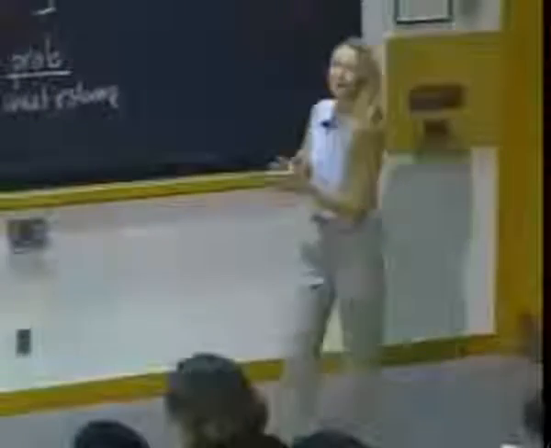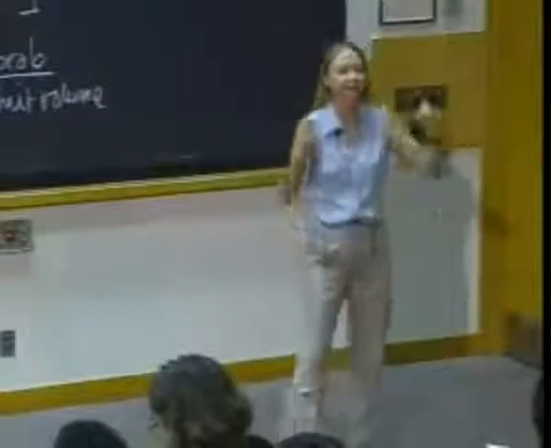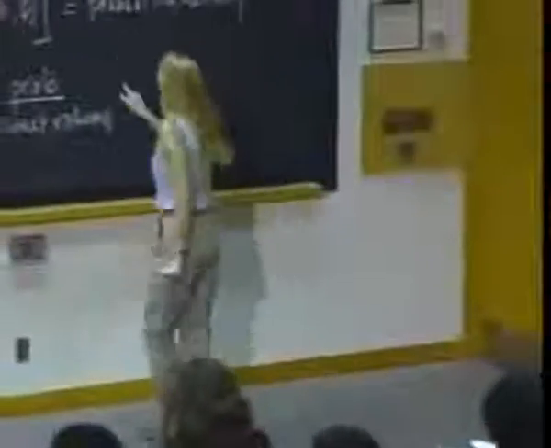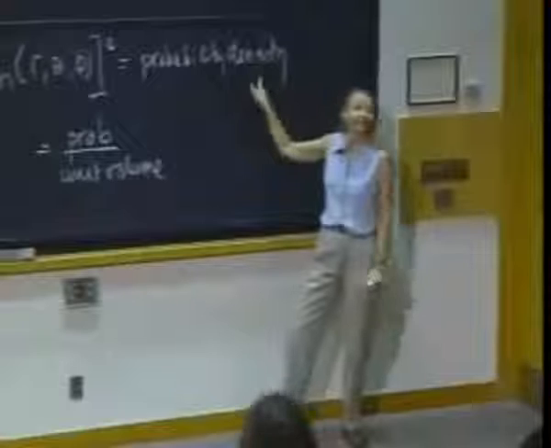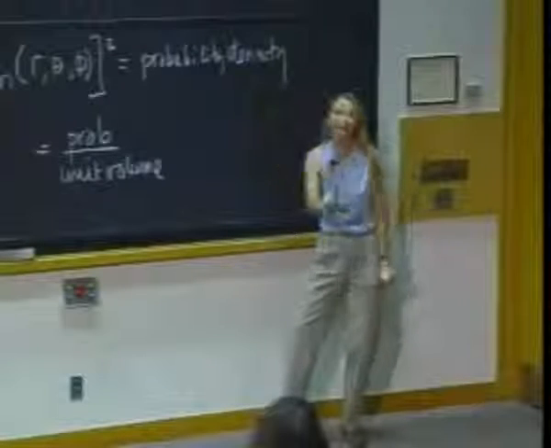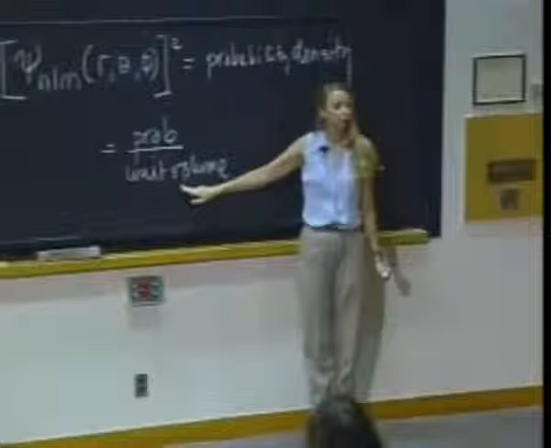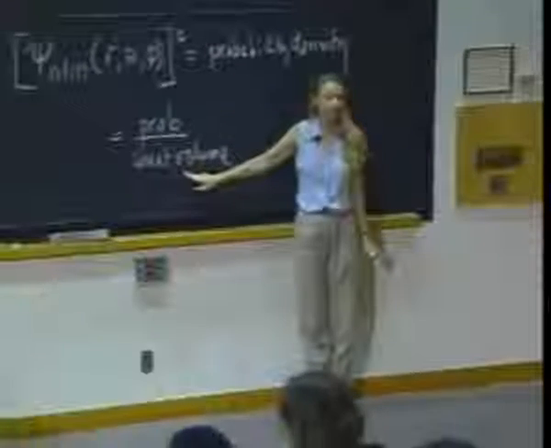So now you know what psi squared is. It's a probability density. Hey, you and I, we can understand that. Psi squared, we can understand that. It's a probability density. But what I want to really emphasize here is that it is a probability density. It is not probability. It is probability per unit volume.